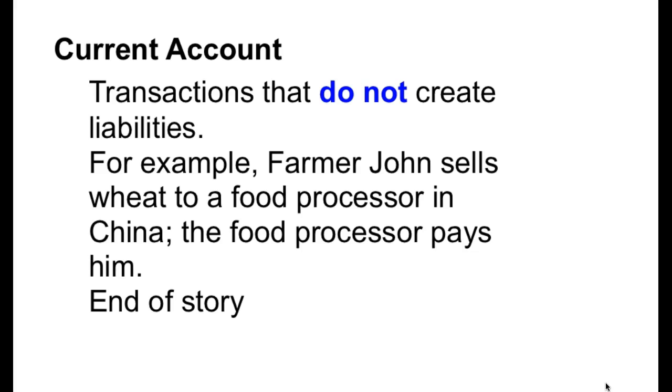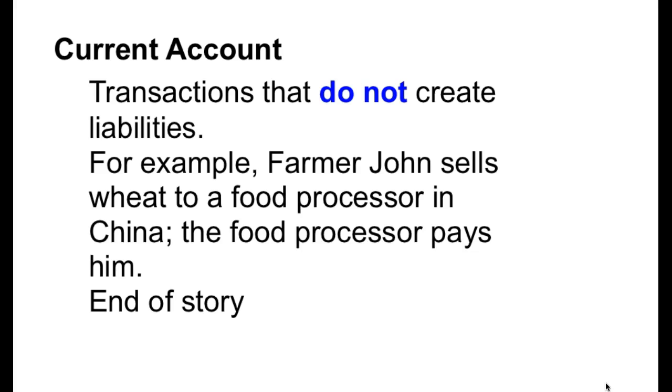So when we come to look at the balance of payments, there are actually two accounts. One is called the current account, and the other is called the financial account, or historically it was called the capital account. So for easier terminology now, it's called the financial account, but you might occasionally see reference to the capital account. So what is the current account?